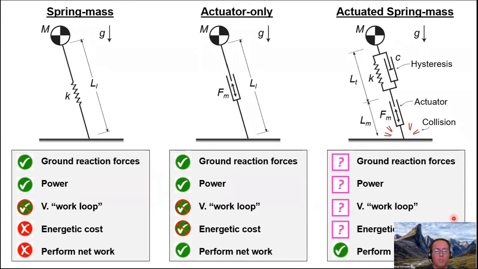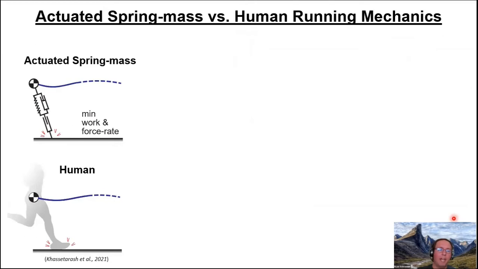Okay, so now that we understand the effect of this parameter variation, let's go ahead and evaluate how the model compares to some human data in some of these previously looked at metrics. So we have the actuated spring mass model in the top. We're minimizing work and force rate. And then we're comparing to the human in the bottom. Shout out to Arash in the HPL here for sharing some of his experimental data from his paper.